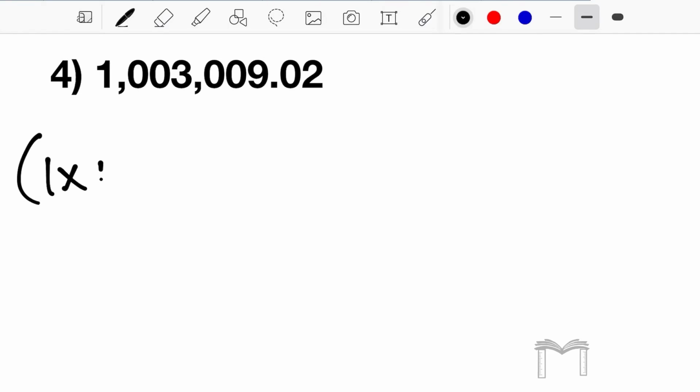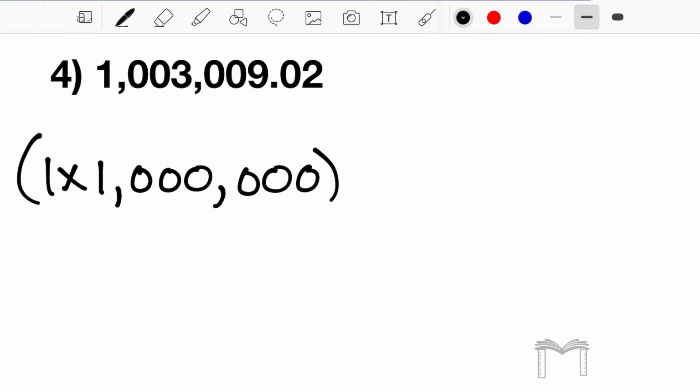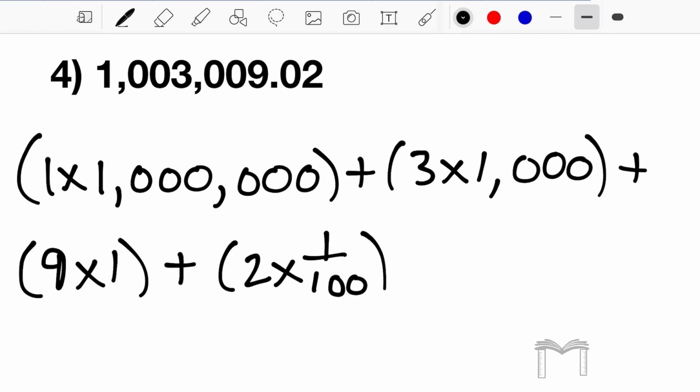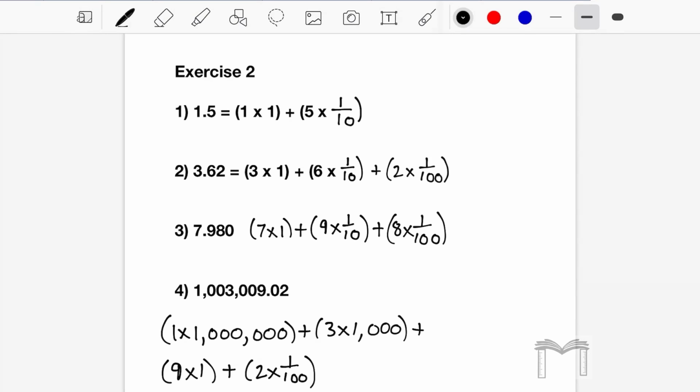Number 4. 1 times 1 million plus, we can leave out those 2 zeros, 3 times 1000, again leave out those 2 zeros, 9 times 1 and 2 times 1/100. This brings us to the end of exercise 2. If you have corrections to make, you can do so now. If you need to pause the video, you can do so now.